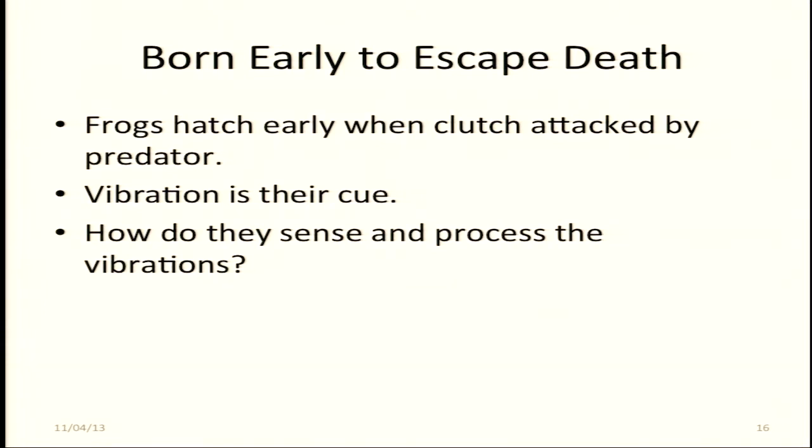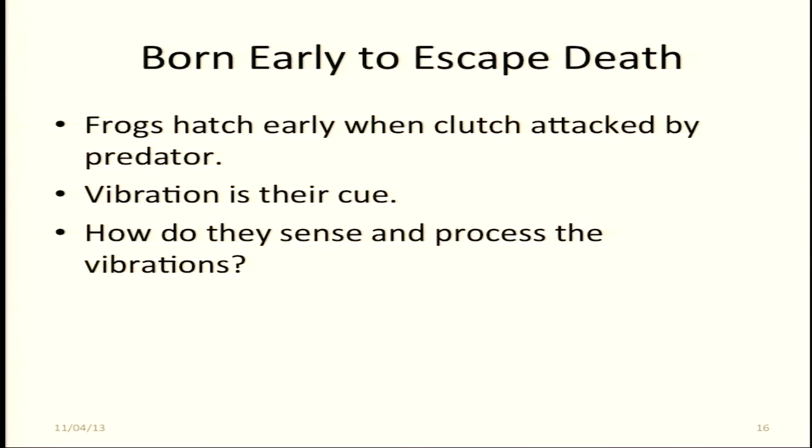The frogs can hatch their egg and escape the predator. They can be born early to escape death. And they can hatch themselves in a matter of seconds. And vibration's their cue. There's a long story behind that, which we can talk about after. But after a great deal of biological experiment, they realized they sensed the vibration of a predator eating their clutch. Their neighbor got eaten. They sensed that vibration. They hatched their egg and they escaped.